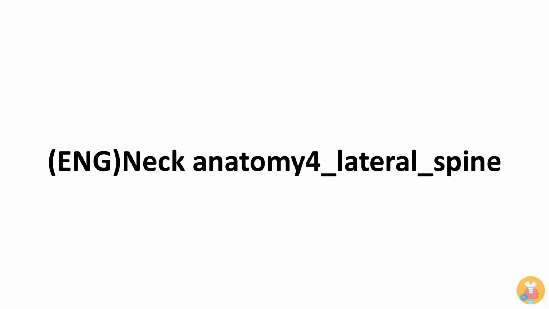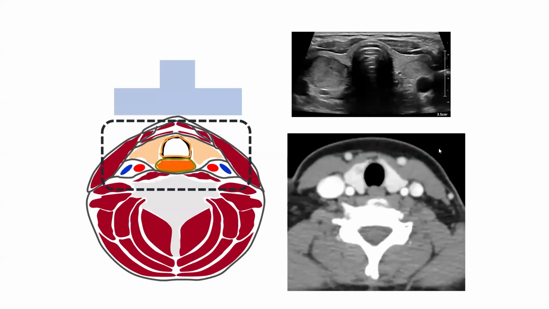Hello. When you perform thyroid US, you should include not only the thyroid gland but also nearby lymph nodes. Today, I will talk about the C-spine anatomy, which can be mistaken for lymph node metastasis. During the thyroid US, the performer usually pays attention to 3 to 4 centimeters of depth, including the thyroid gland.